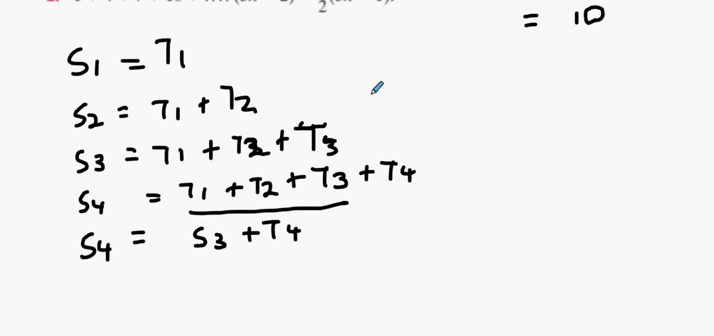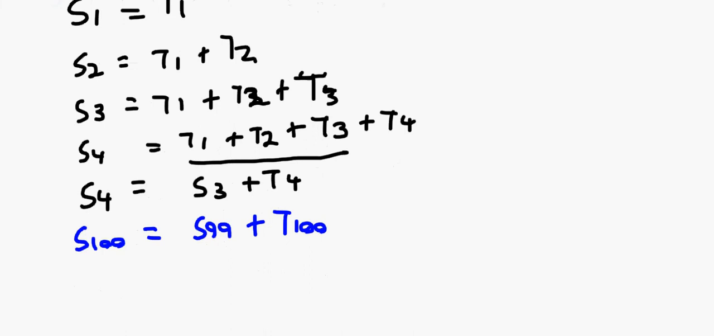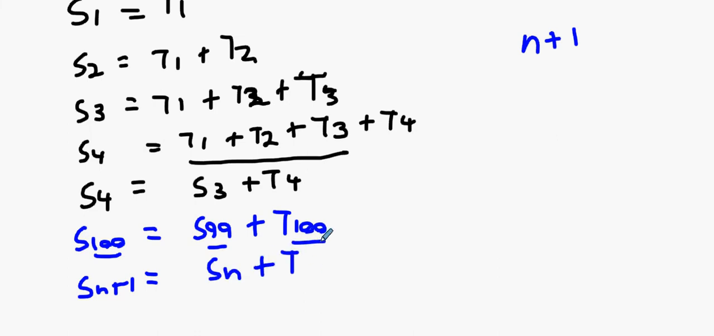Alright. Next thing. By that logic, what could I say S100 is? S99 plus T100. Would that make sense? Nextly, what could I say S of n plus 1 is? 100 turns into 99, which means you take 1 away from it. So what's n plus 1 take away 1? Sn. And then plus T what? The same number as what you have over here. Would everybody understand where that comes from now?